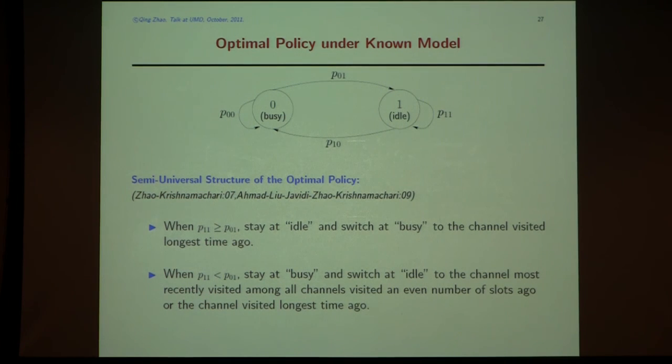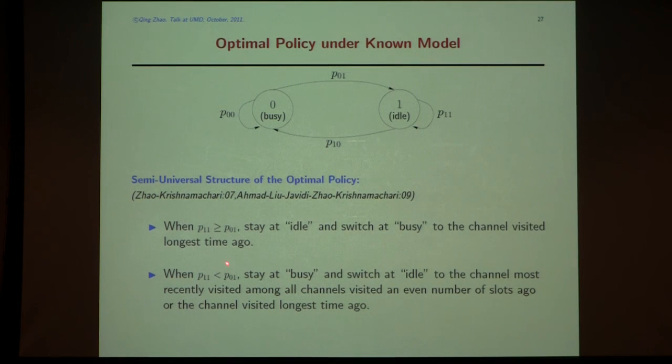In general, the optimal policy can be any arbitrary function of switching among the n channels. But we show that the optimal policy only takes one of two possible forms. When P11 is greater than P01, those are our transition probabilities, and since we know the model, we know when this will happen, then our optimal policy is the following. If the current channel we sense is idle, we stay with it. We will sense that channel again until it becomes busy, then we switch. Which channel do we switch to? We switch to the channel we visited longest time ago. That's the optimal thing to do.